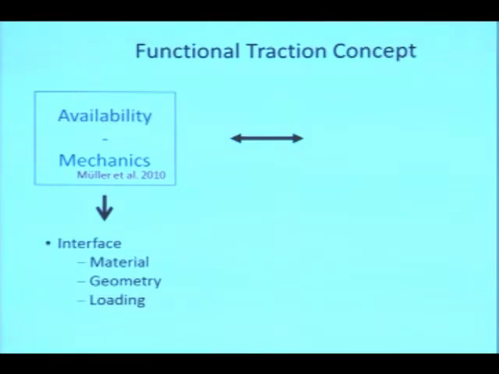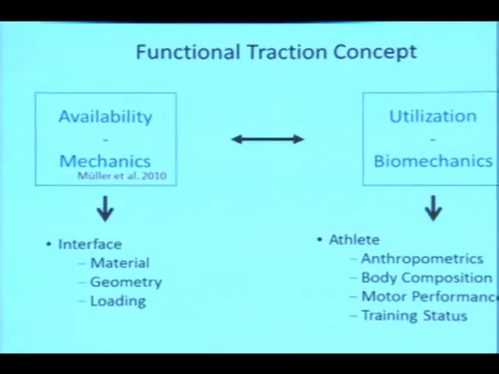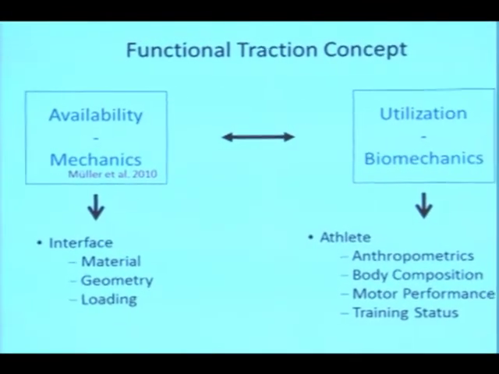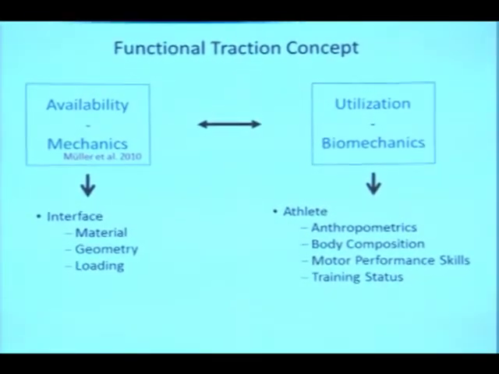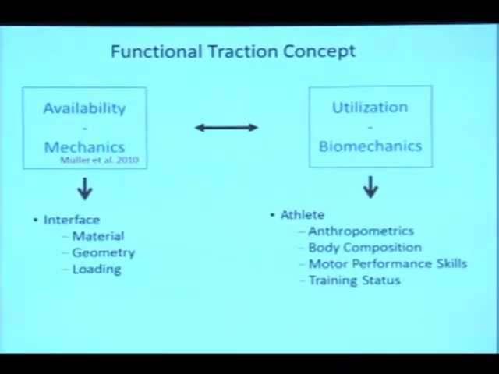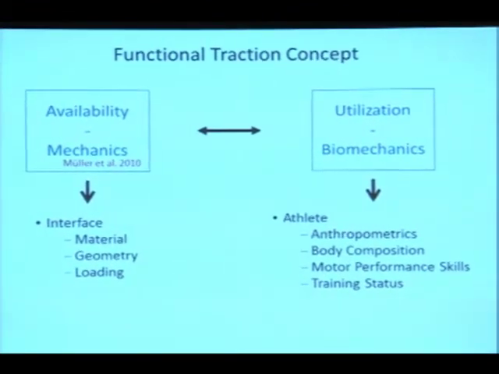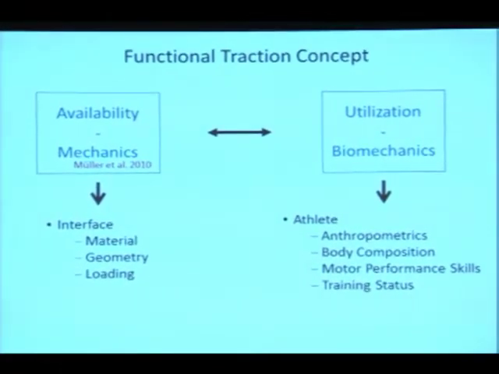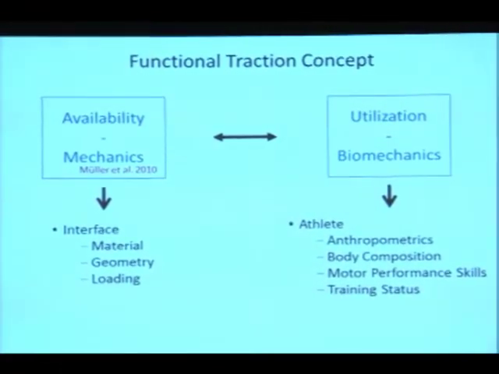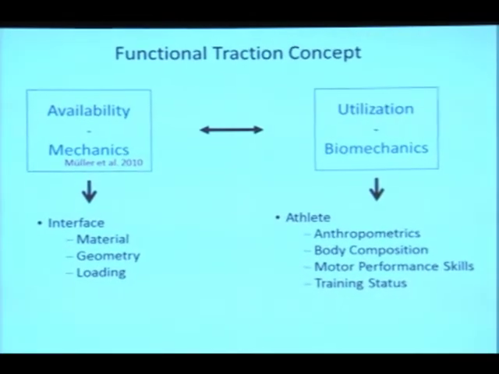What kind of loading you apply? We had 750 newtons. However, we also found out that the utilization of traction by the player is different. This is due to the athlete with specific anthropometrics, with specific body composition, when we can think of maybe male-female comparisons, having a different muscular and fat composition of the body, leading to different ways of stabilizing, for example, the knee.